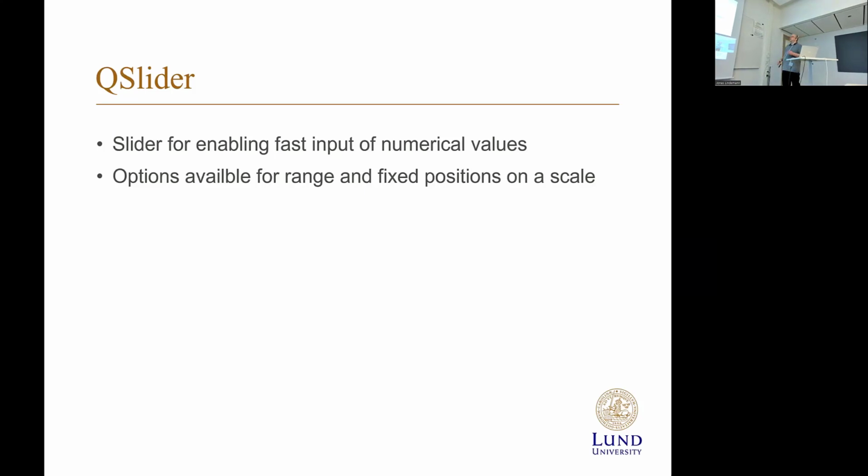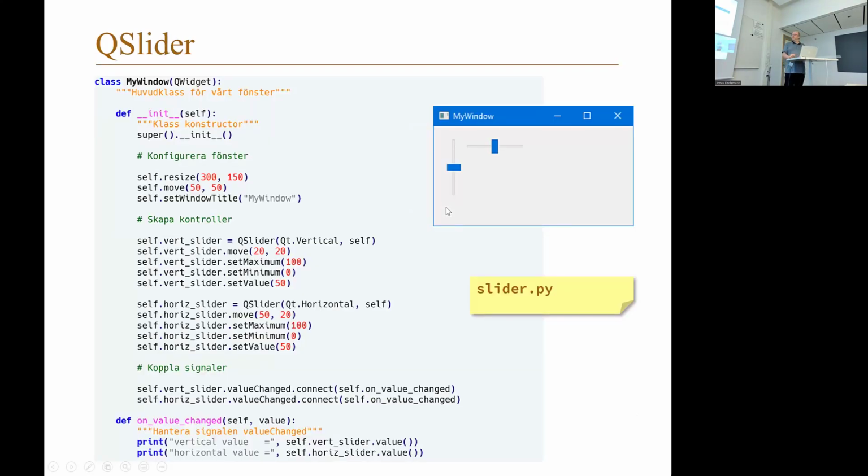Slider is a control for enabling fast input of numerical values. You can set a range from min, max, and the steps on the scale. This is an example of sliders: vertical slider, horizontal slider. So you can set whether it should be vertical or horizontal. You can set the maximum value, minimum value, the current value, and so on. And you can also connect the value changed signal to your own method here. That is called every time the slider changes.